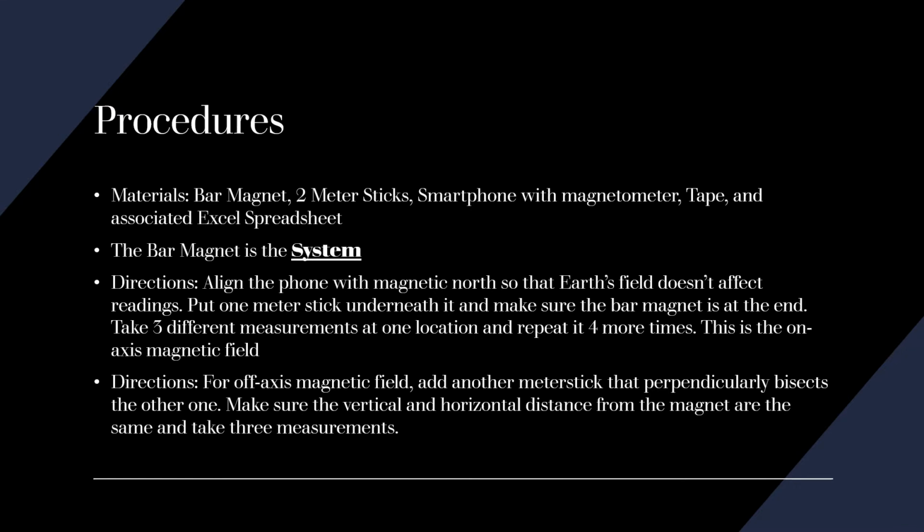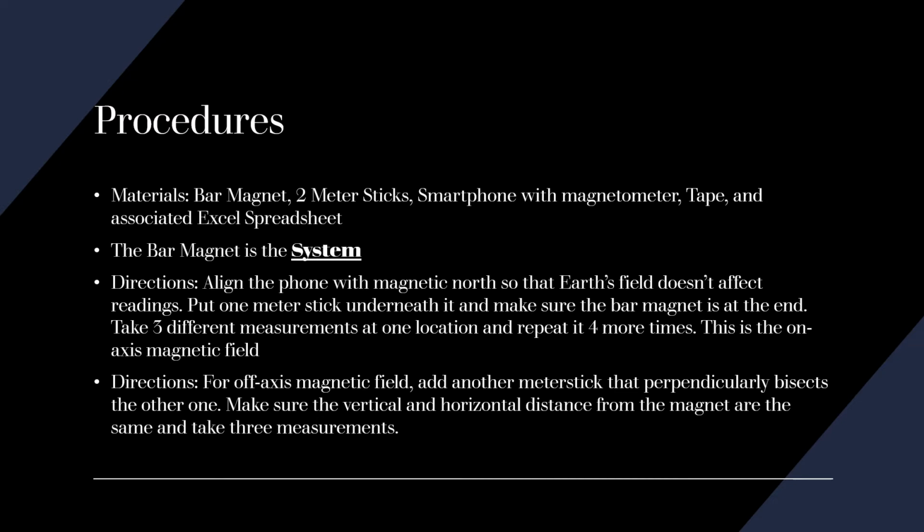Directions. Align the phone with magnetic north so that Earth's field doesn't affect readings. Put a meter stick underneath it and make sure the bar magnet is at the end. Take 3 different measurements at one location, then switch locations and repeat this process 4 more times. These are the measurements for the on-axis magnetic field.